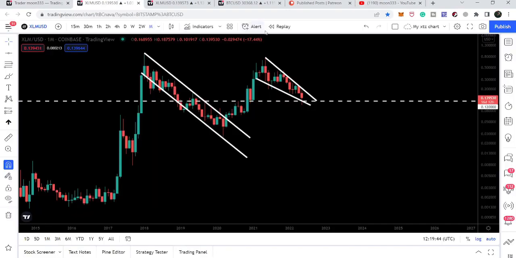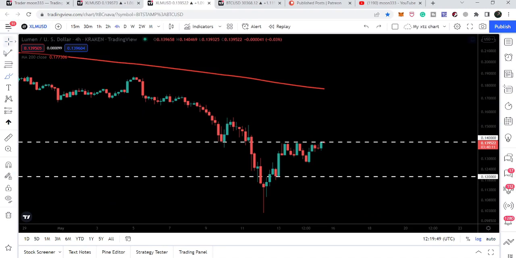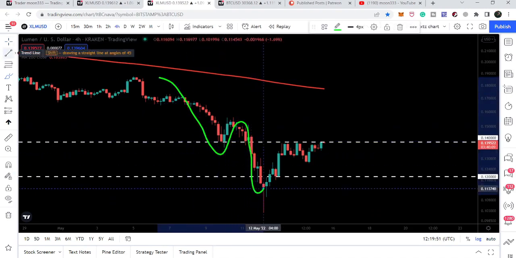In today's video, we will once again take a look at this big falling wedge pattern, and I also want to show you this inverse head and shoulder pattern as well.